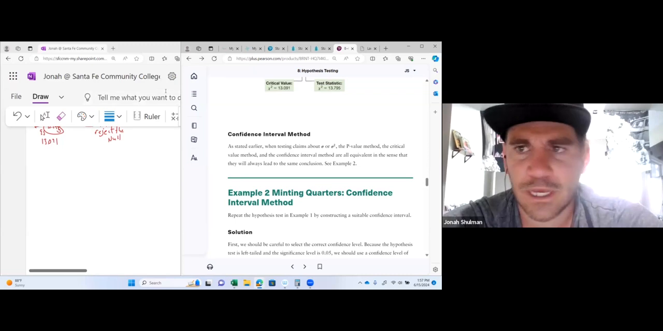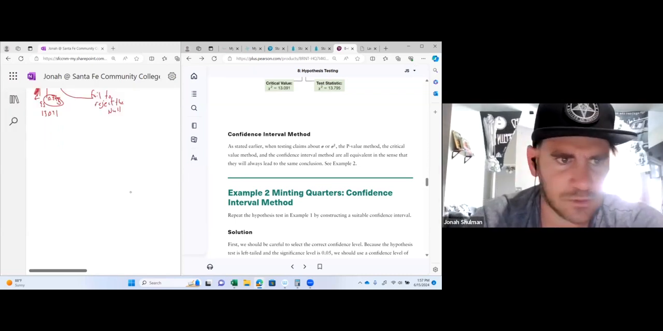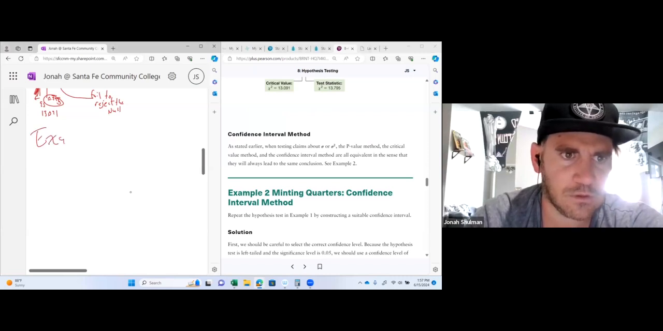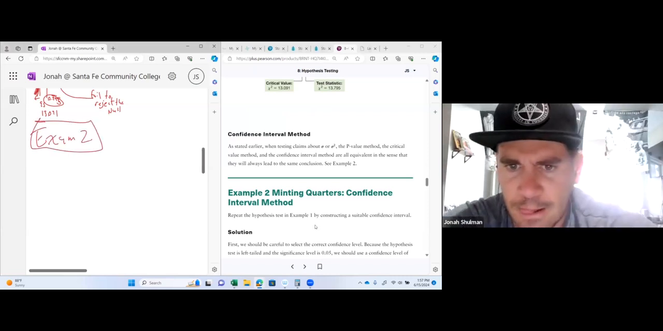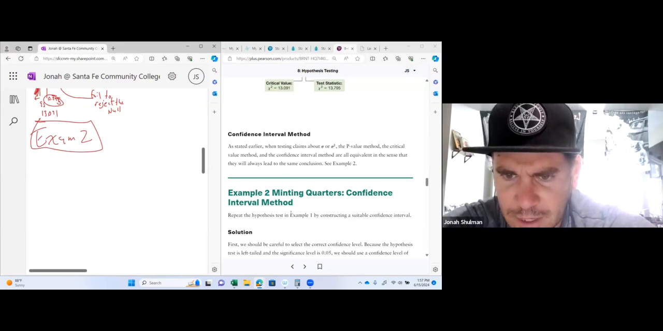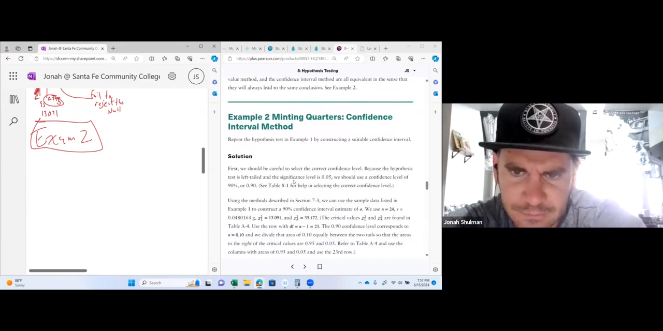Let me move my floating head. All right, so here we go. Example 2 using confidence intervals. That sucks. We can't do it with technology. Okay, so repeat the hypothesis test in example 1 by constructing a suitable confidence interval.